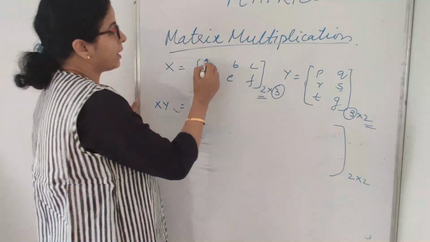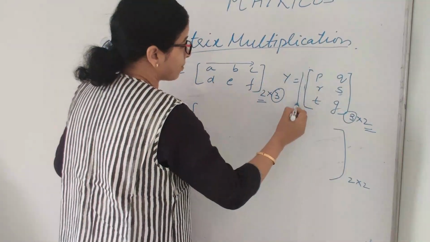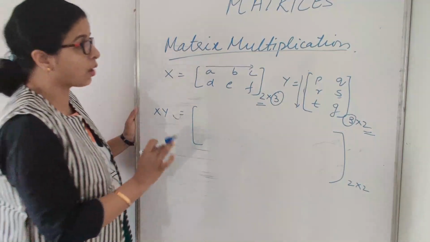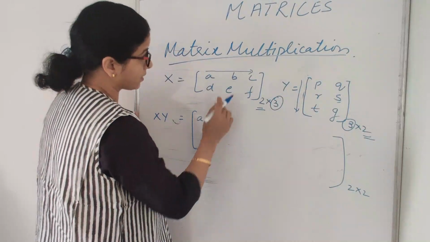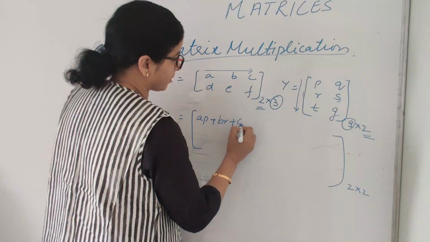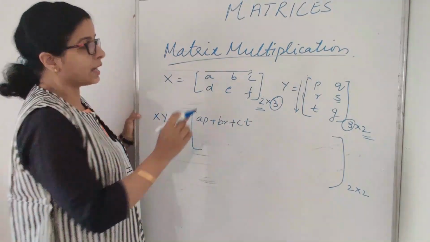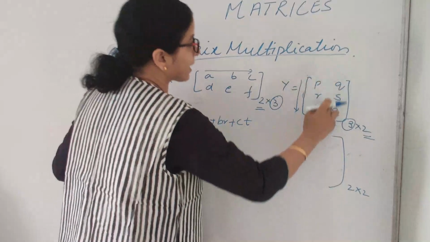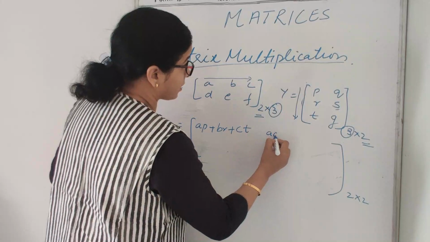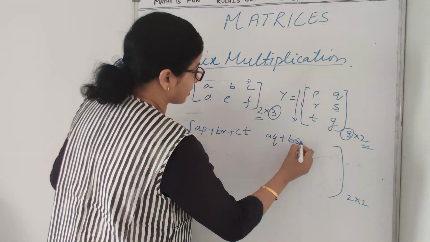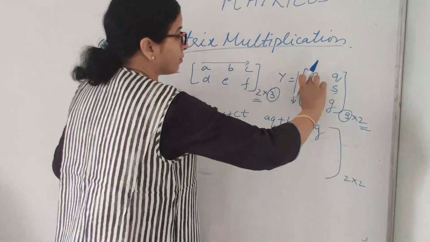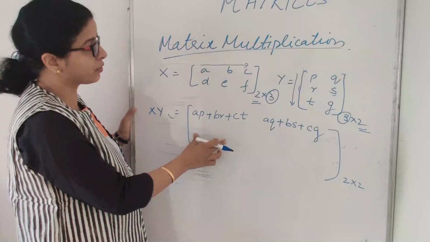Now how to multiply? The first row will be multiplied by the first column and it will become the first element of the resultant matrix. How? A into P plus B into R plus C into T. This is the first element. Now if we multiply the first row with the second column, I will get the second element. So it is AQ plus BS plus CU. Now from here, the second row and first column will give the first element of the second row.